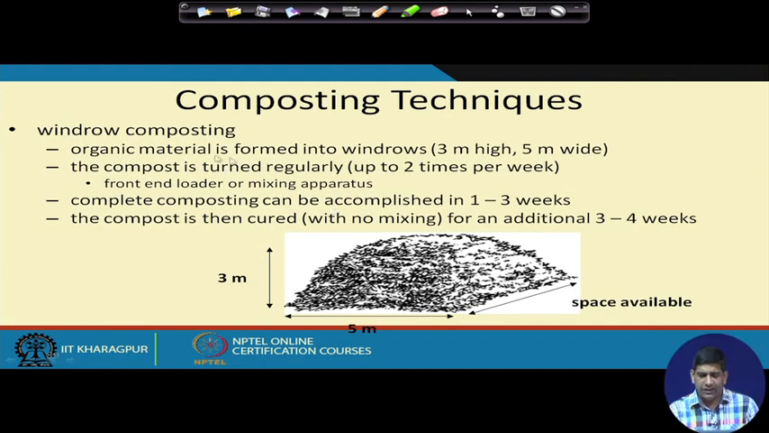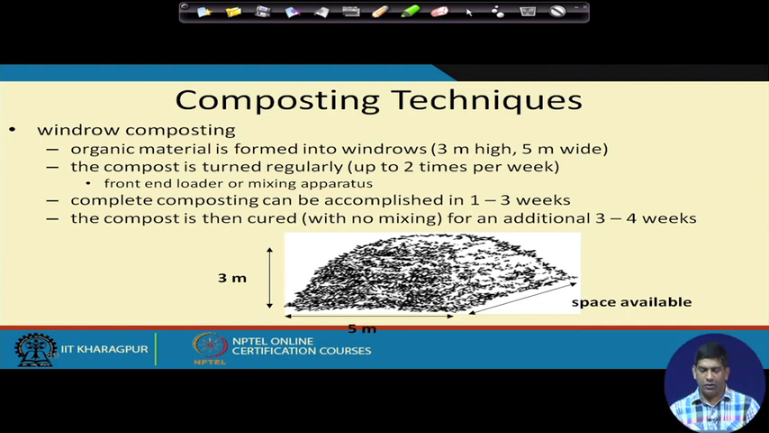So, composting technique, windrow composting, it's like a typical windrow. Organic material is formed into a windrow. You have a 3 meter height, 5 meter width, and the length will be based on the location available to us. Then you have a front-end loader or mixing apparatus, which keeps on mixing and turning. Complete composting can be done in 1 to 3 weeks, and then you do another curing, where you don't need to do the mixing, for an additional 3 to 4 weeks.